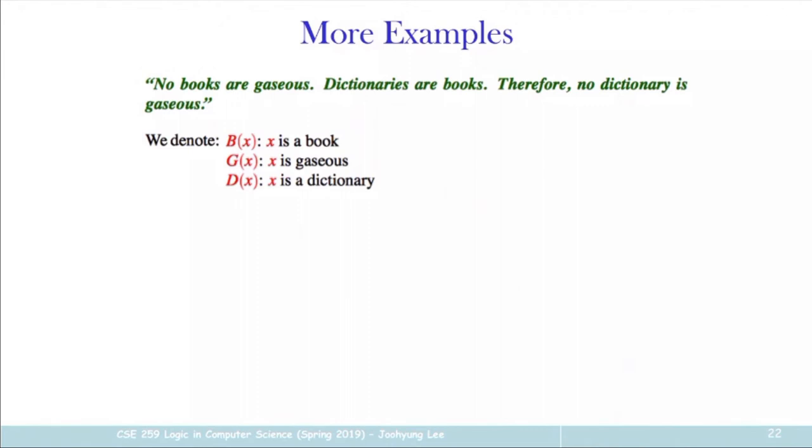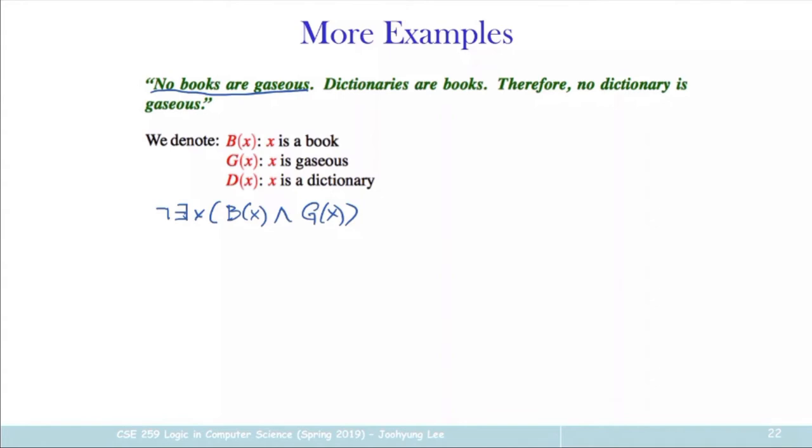Let's represent each of the sentences. No books are gaseous. How can we represent this? So we say that there exists no element that belongs to book and gaseous. Right? That's one step to turn it into the formal. So how do you write this? No books are gaseous. So here's one way to do it. There does not exist any X that belongs to the book as well as belongs to the gaseous objects. So when you say no books are gaseous, you can write it in this way.